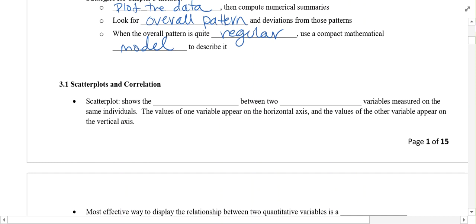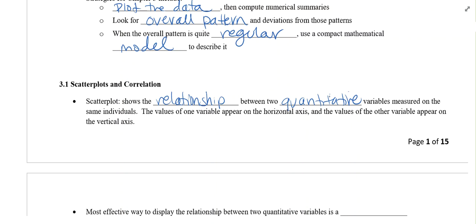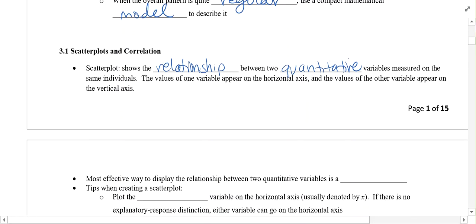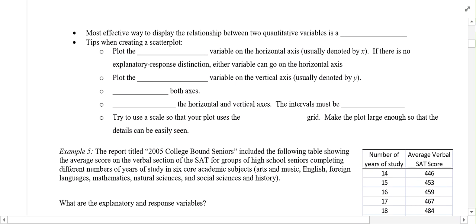Okay, so specifically we're going to be talking about scatter plots, and we're going to start off with correlation. So scatter plots, you graph those a ton. It's just graphing an x and a y, and you're graphing the coordinates. Okay, so you definitely graph these. A scatter plot shows the relationship between 2 quantitative variables measured on the same individuals. The values of one variable appear on the horizontal axis, and the values of the other appear on the vertical axis. All right, so the most effective way to display the relationship between 2 quantitative variables is a scatter plot.